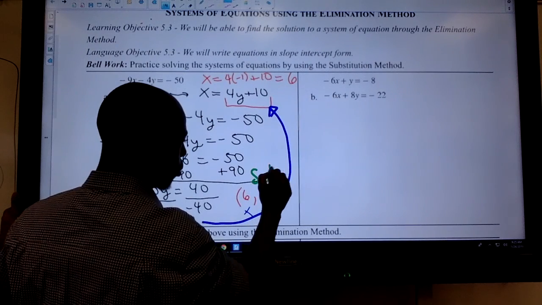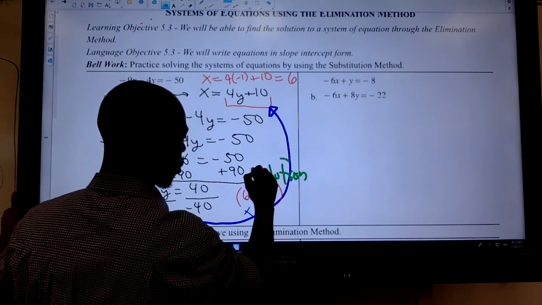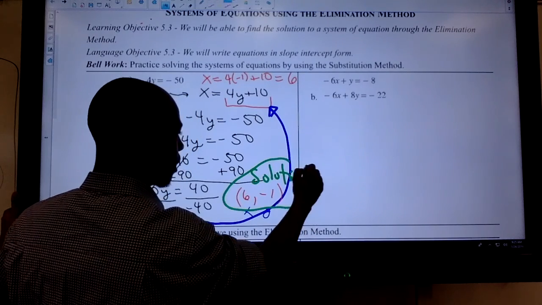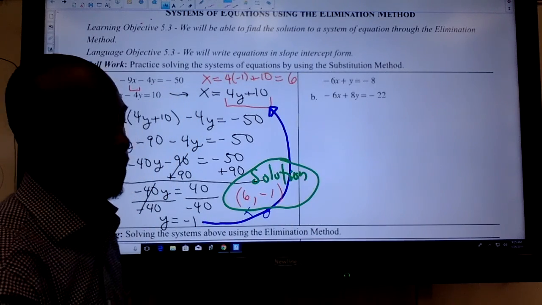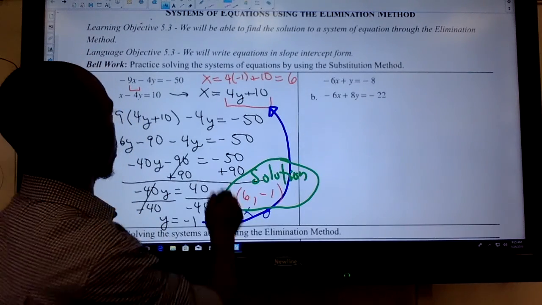I'm going to write solution. All right? Now I write the whole thing. Solution. Okay? The solution here is 6, negative 1. All right? I'm hoping that you also arrived at that. Let's work on the second one here.